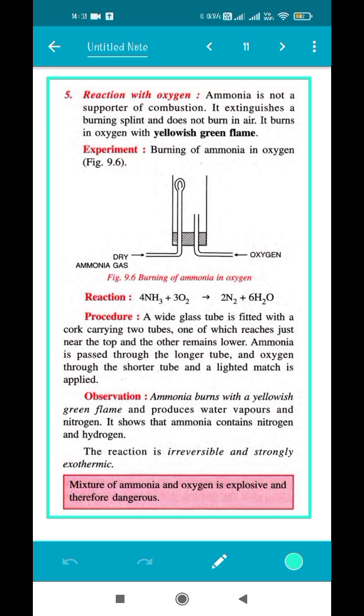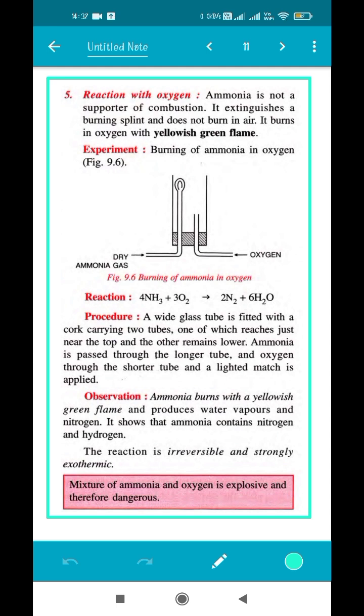So what is the reaction? NH3 plus O2 gives N2 and H2O. So nitrogen gas is formed and water is released. The process is done in a special type of tube, as you can see. A white glass tube is fitted with a cork carrying 2 tubes. So there are 2 tubes inside a larger tube. Through one tube, ammonia gas enters, and through the other tube, oxygen gas enters. It's not that we can just mix them in a normal flask.